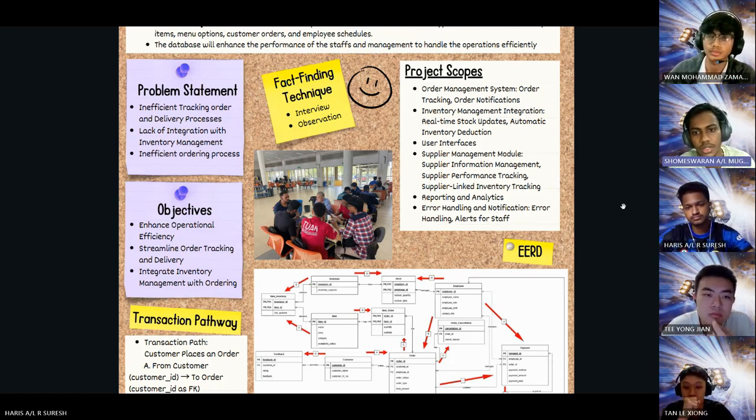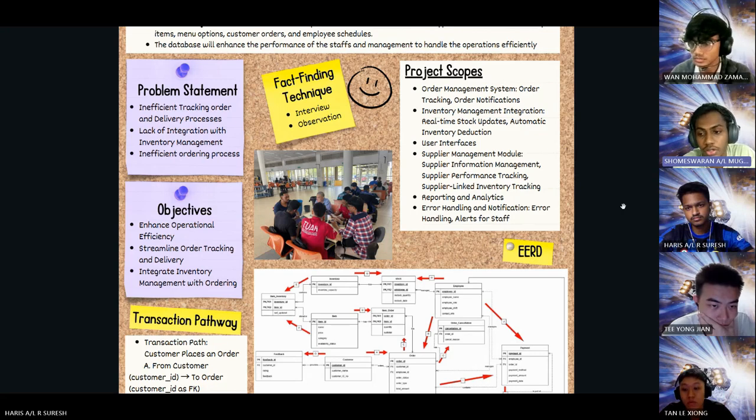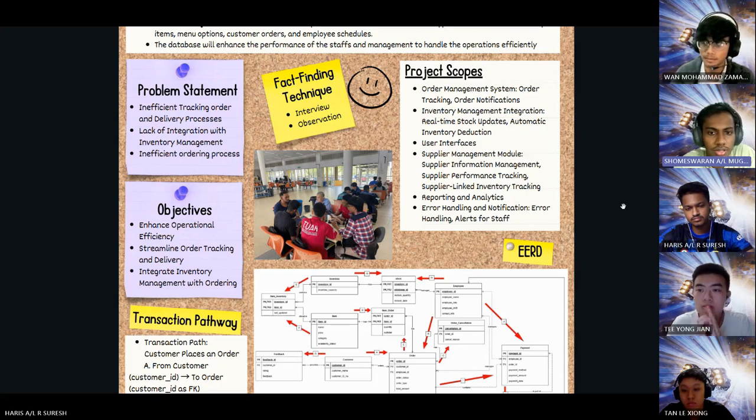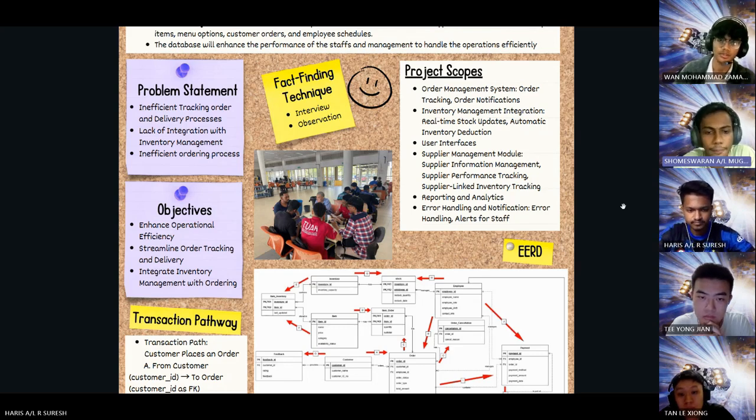The second one is inventory management integration. We aim to provide real-time stock update, ensuring the inventory status is always accurate. These include automatic inventory reduction to adjust stock level as orders are fulfilled. The third one is user interface. Intuitive and user-friendly interface will enhance usability, making it easy for staff and customer to interact with the system.